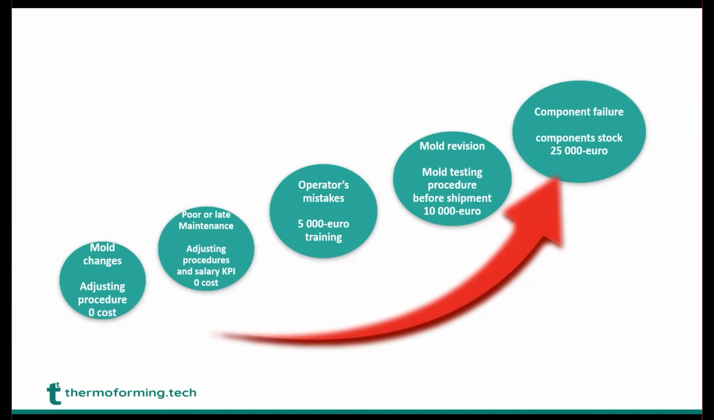But the operators' mistakes usually mean that they have to be trained. And either it's inviting a trainer from outside, like a process engineer and an expert, or it's creating internal training and a program of increasing the skills of operators. So it will cost something. For example, in this case, it's a 5,000 euro investment. The mold revision, for sure, we cannot do anything with the mold which was already there, but for the future, we can agree that before we receive the mold, the mold maker must test it.